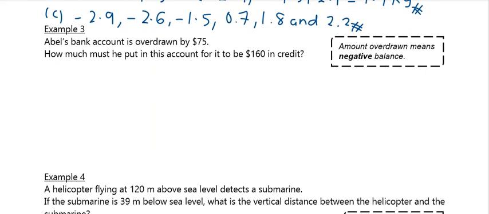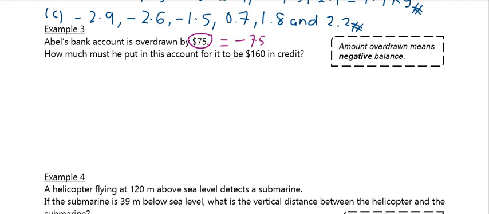Alright, so let's have a look at example 3. Abel's bank account is overdrawn by $75, right? So how much must he put in this account for it to be $160 in credit? So here, just have a look at this statement. Amount overdrawn means negative balance. So you can say that this is actually negative $75.